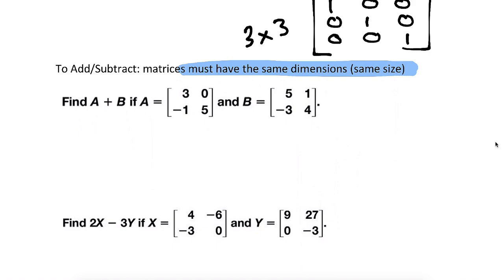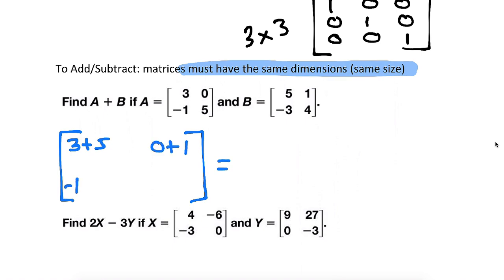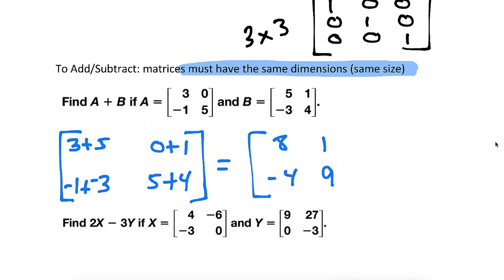So if we were going to add A plus B together, what we'd want to do is do 3 plus 5 for that spot. We'd want to do 0 plus 1, negative 1 plus negative 3, and 5 plus 4. So we could simplify this into 8, 1, negative 4, 9. And so that's what A plus B is together.